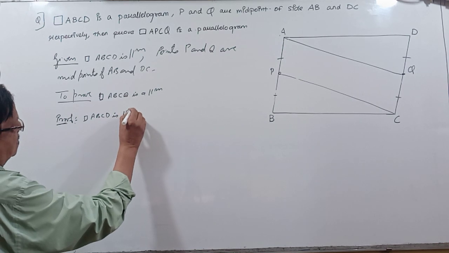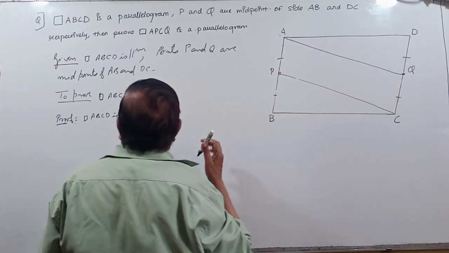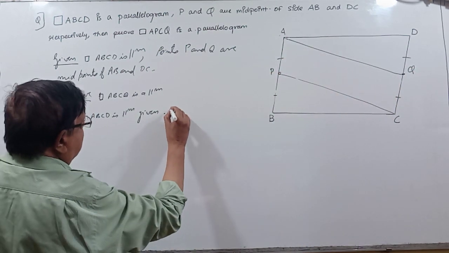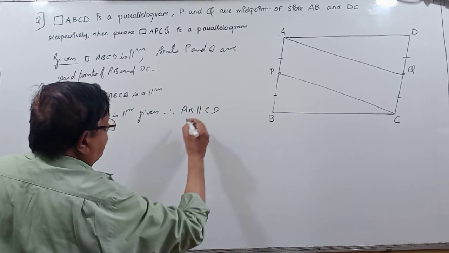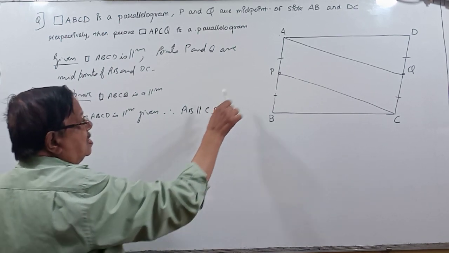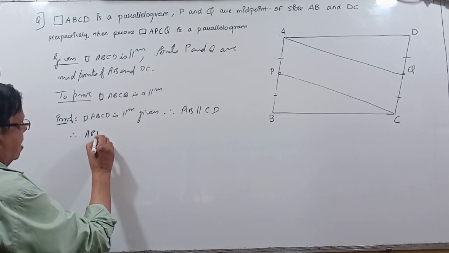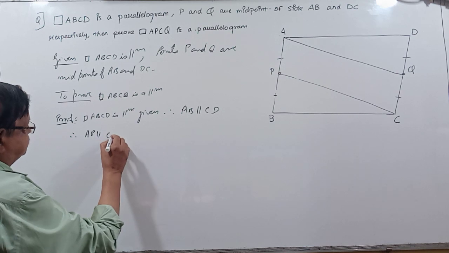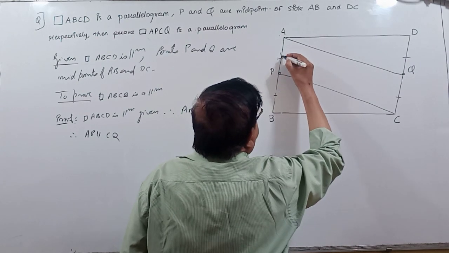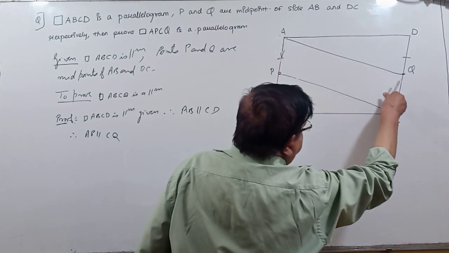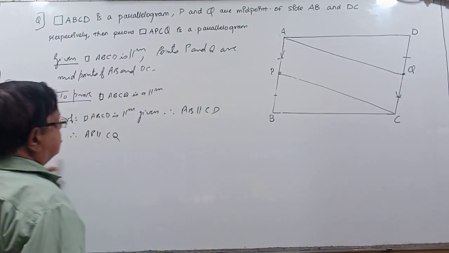It's a parallelogram, given. ABCD is a parallelogram, given. Therefore, AB parallel to CD. AB parallel to CD means AP parallel to CQ. This is parallel to this, this is parallel to this. No doubt, they are on the same side only. AP parallel to CQ. This is one.